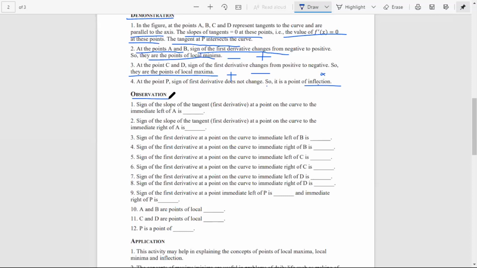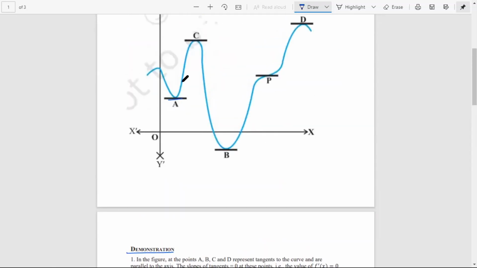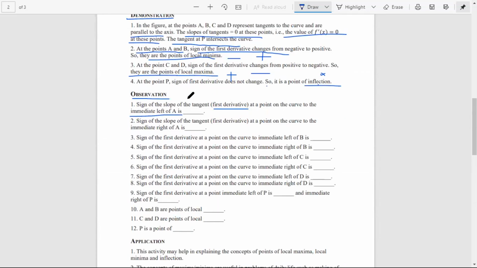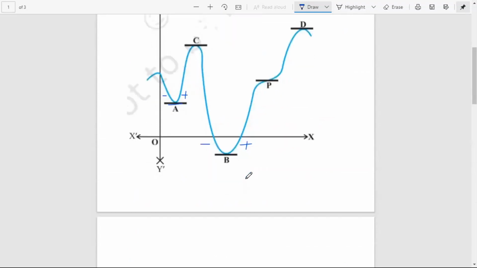What do you observe in this? The sign of the slope of the tangent, that is the first derivative, at a point on the curve to the immediate left of A: what is the sign? Negative. Yes. And immediate right of A? Positive. Very good. It is increasing. So we'll write here negative and here positive. Now we'll go to point B. Point B, the immediate left is negative, and the immediate right is positive. Fine. Now what is the next point?